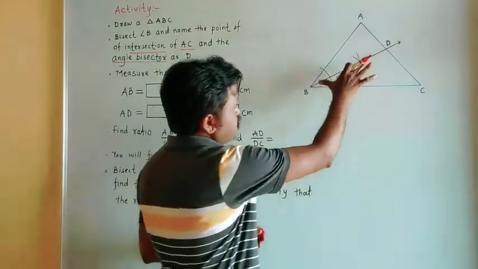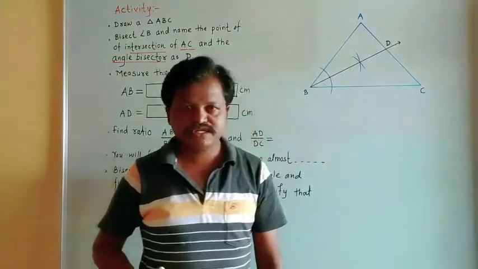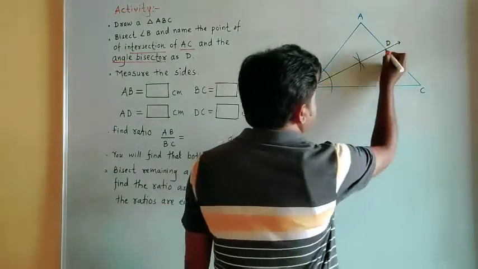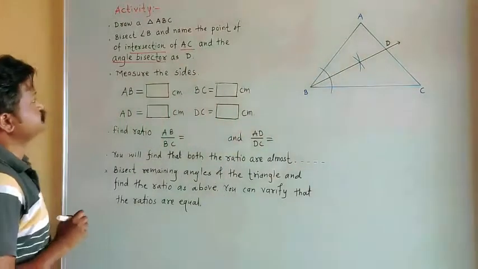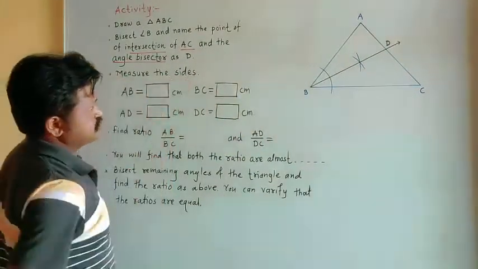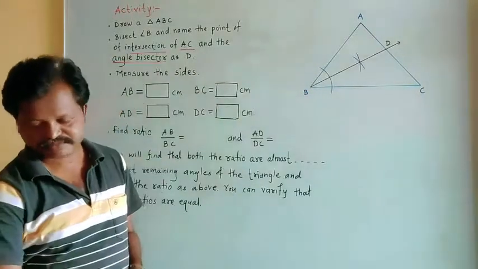म्हणजे जो अँगल बायसेक्टर आहे आणि जी साइड AC आहे त्यांचा जो इंटरसेक्शन पॉइंट आहे, त्या इंटरसेक्शन पॉइंटला तुम्ही D म्हणा. मेजर द साइड्स. आता आपल्याला साइड्स मोजायचे आहेत. So how to measure? Look here.